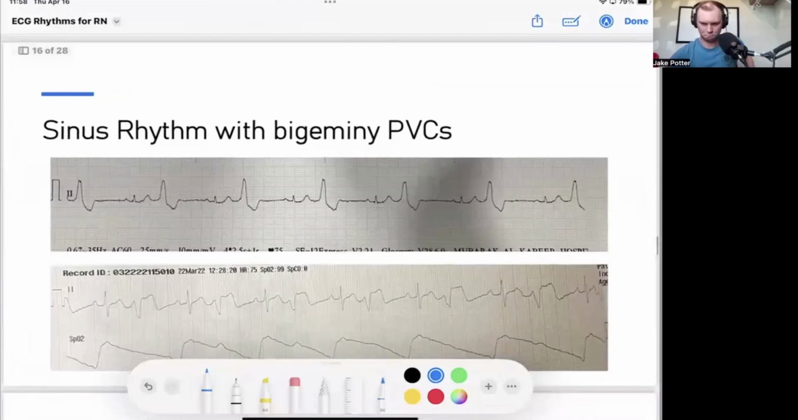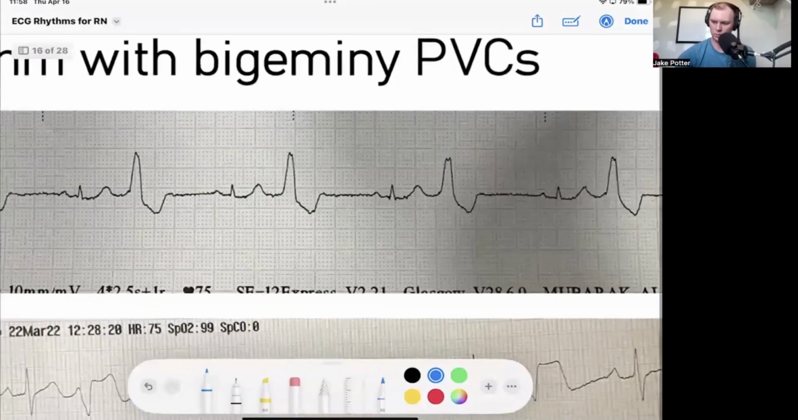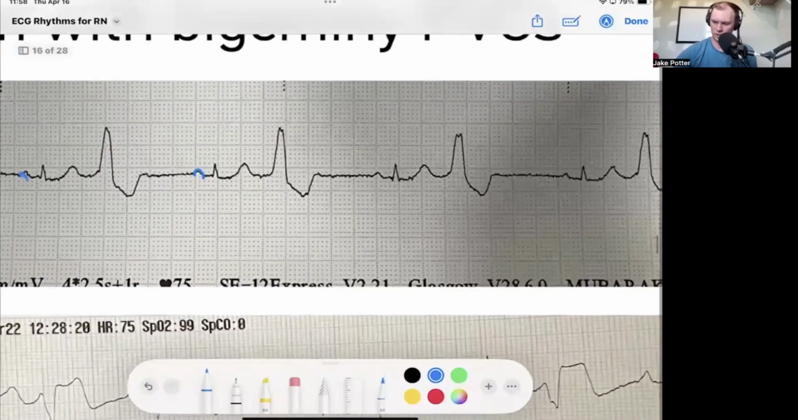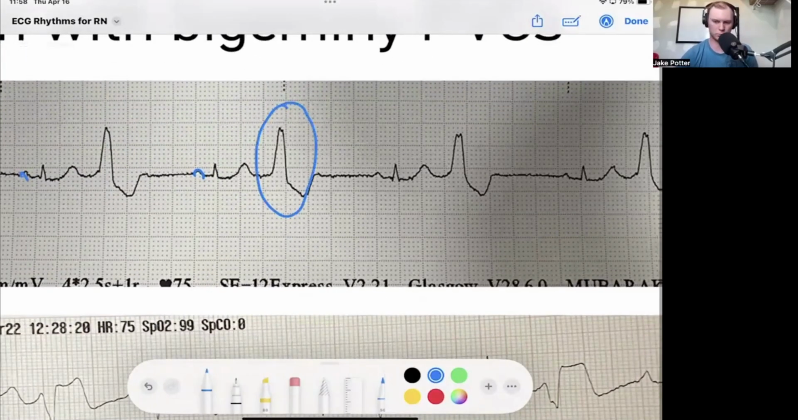All right. Next, we're going to talk about some of the ectopy. So sinus rhythm with bigeminy PVCs. So we know the sinus rhythm. You have upright P wave, upright P wave, so you can have that underlying sinus rhythm. These big complexes are PVCs, or premature ventricular contractions. Premature meaning they come kind of before the normal electrical impulse.